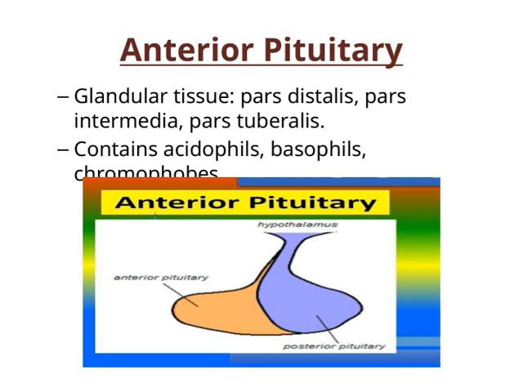Chromophobes are less stained and may represent either resting or degranulated cells, or stem cells that can differentiate into other cell types. Understanding this cellular diversity and structural organization helps us appreciate how the anterior pituitary functions as a master regulator of many hormonal pathways. It's fascinating how these different cell types and regions work together to maintain hormonal balance throughout the body.